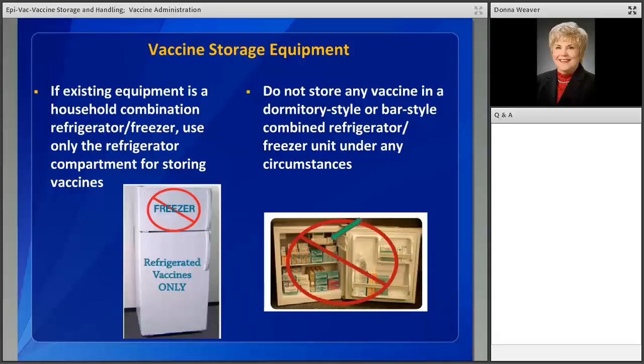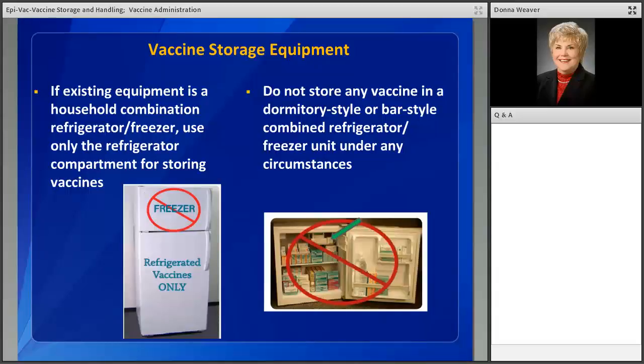Studies have shown that these dormitory-style units cannot reliably and consistently maintain the recommended temperatures for both refrigerated and frozen vaccines. Now you can see that green arrow in the dormitory refrigerator on the right. That little freezer area is not sufficient to maintain the appropriate freezer temperature for frozen vaccines, but it can expose refrigerated vaccines to freezing temperatures.